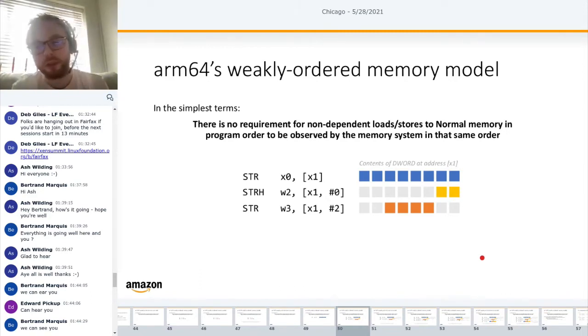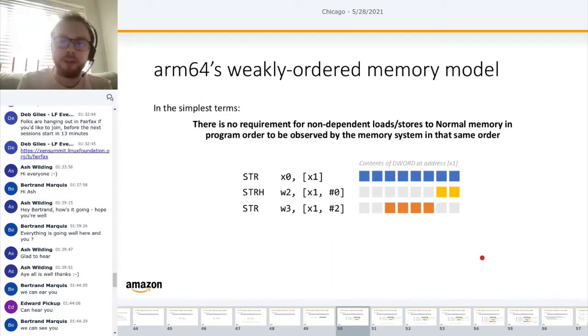If you just look at the colored squares, the second store is a 2-byte store to where the yellow squares are, and the third store is a 4-byte store to where the orange squares are. Now, a few things to note here. So there are no register dependencies like what we were seeing on the previous slide. I've very specifically constructed this sequence to avoid any register dependencies.